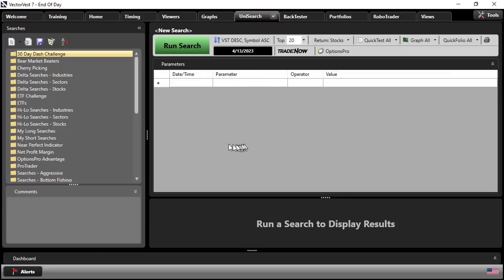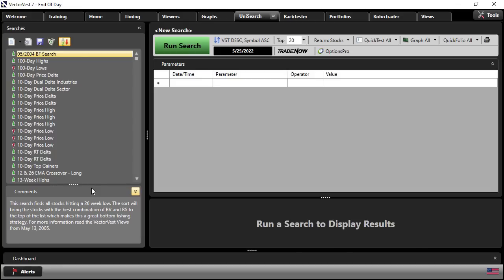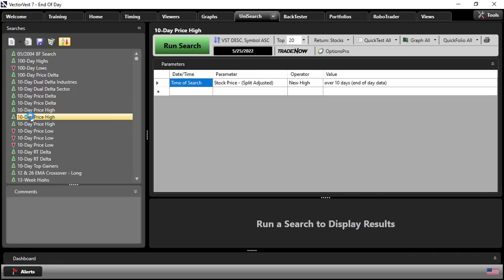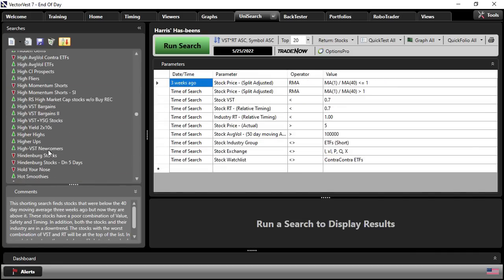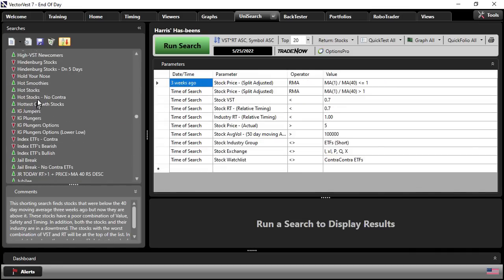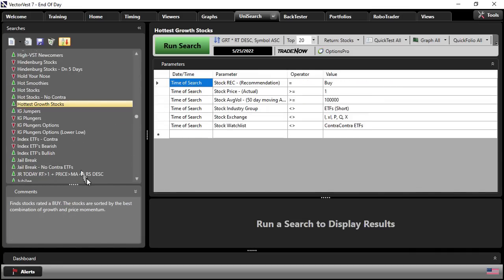We'll go into the Unisearch tool. Let's set our date to May 25th. And we're going to run the search, hottest growth stocks. So easiest to just resort our toolbar by alphanumeric, and we'll scroll down. I'll just click in the list, type the letter H, and that'll jump me down to the H's. Hottest growth stocks, there's our search.